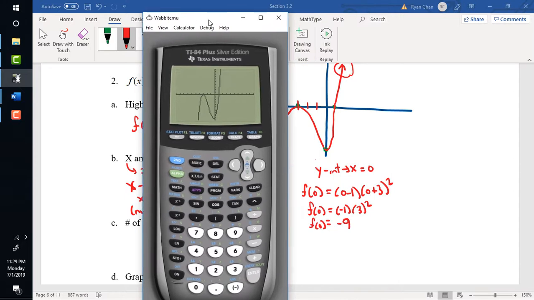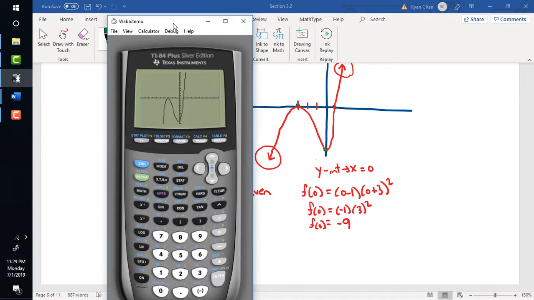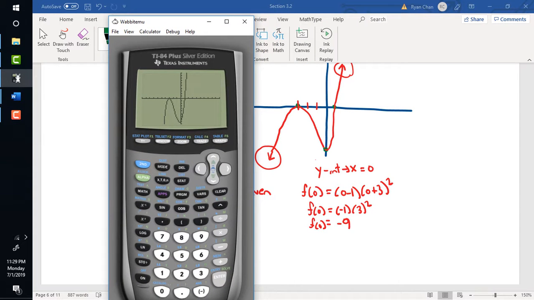So as you can see, we're pretty close, okay? Now the thing is, don't worry about how wide it is. Look at kind of where it's hitting. So notice it is (-3, 0). It touches, goes down at (0, 9), crosses at (1, 0). So we're good, it matches.